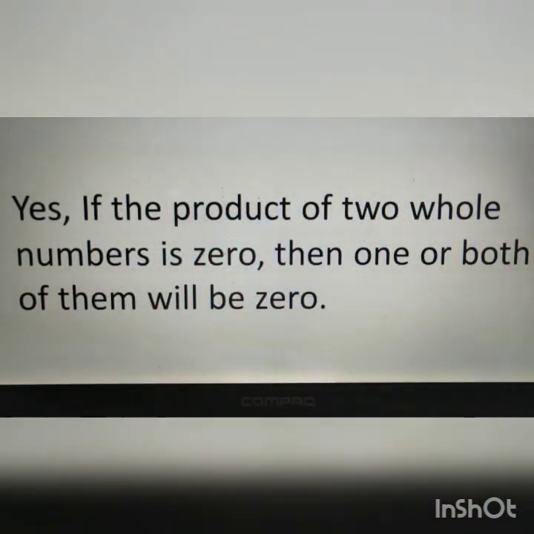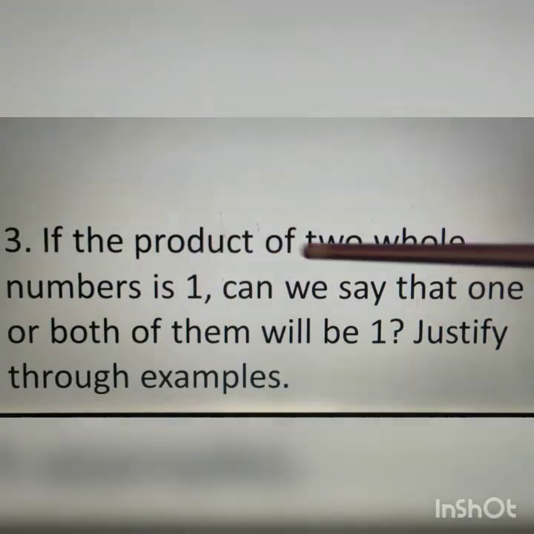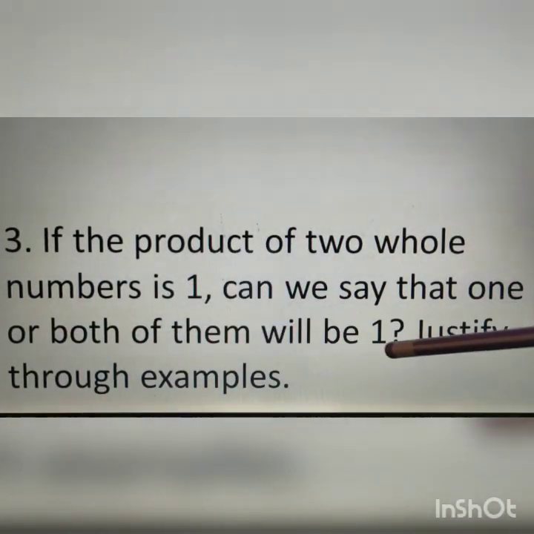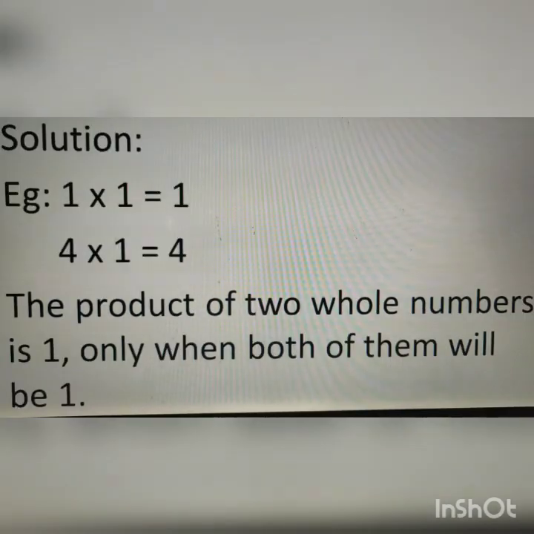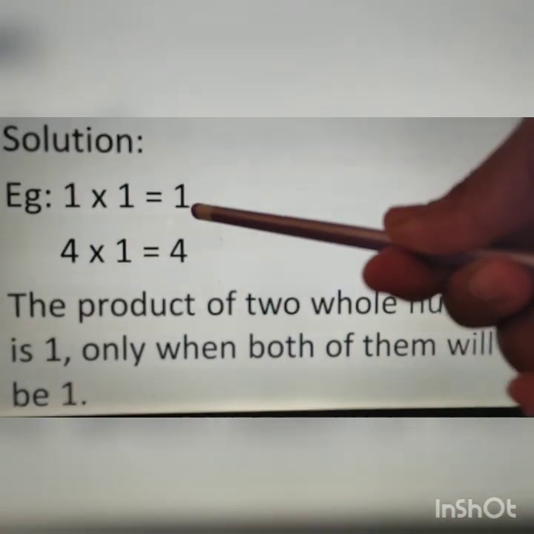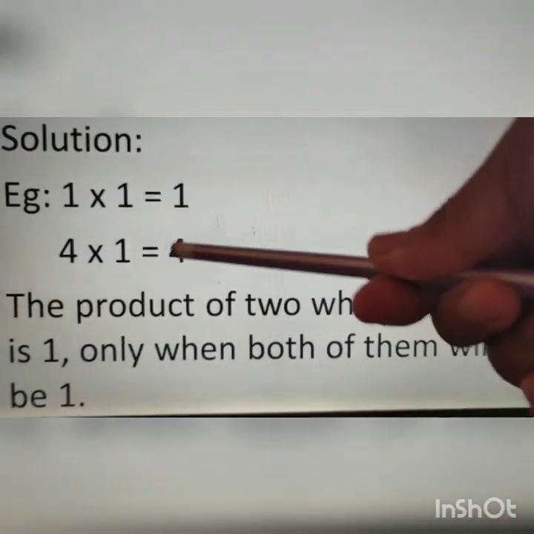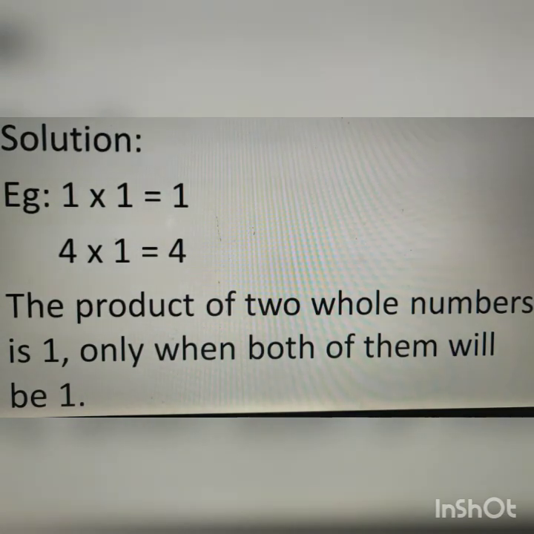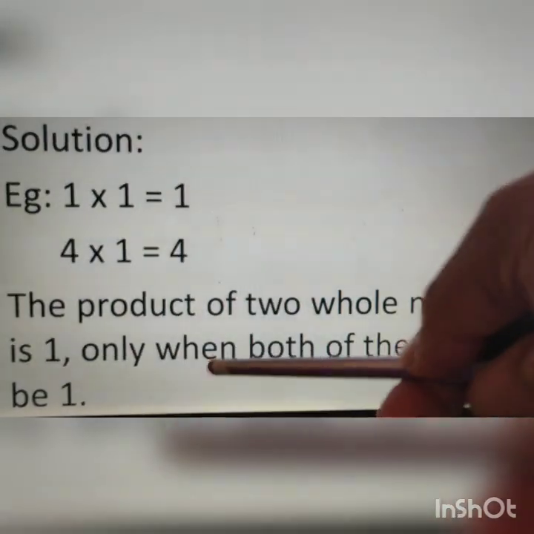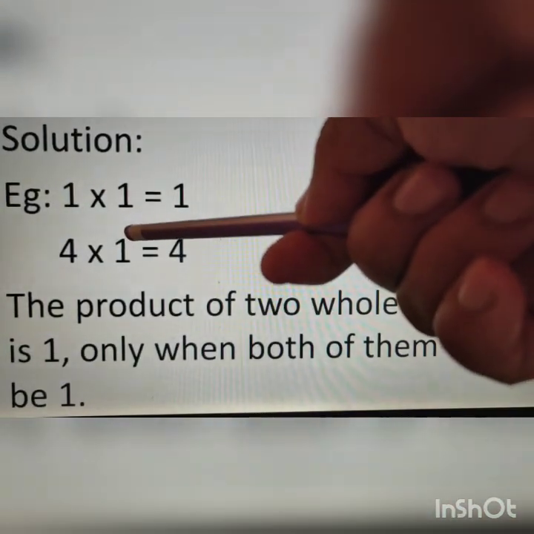Therefore, we can say yes, if the product of two whole numbers is 0, then one or both of them will be 0. Question number 3. If the product of two whole numbers is 1, can we say that one or both of them will be 1? Justify through examples. Solution. Example. 1 into 1, the answer is 1. 4 into 1, 4. So if we multiply 1 with any number, we will get the same whole number, that we discussed in previous classes. Therefore, we can say the product of two whole numbers is 1 only when both of the numbers are 1.